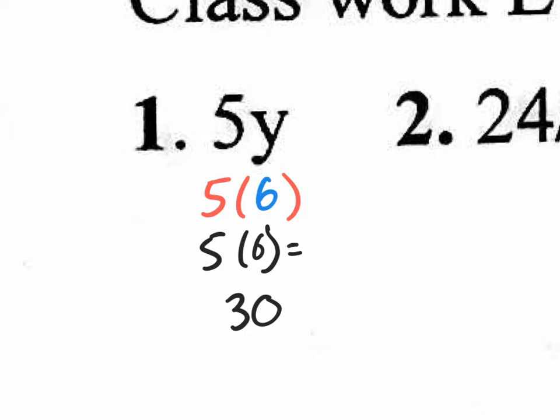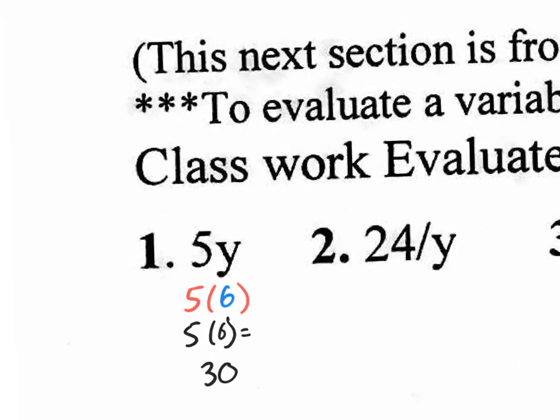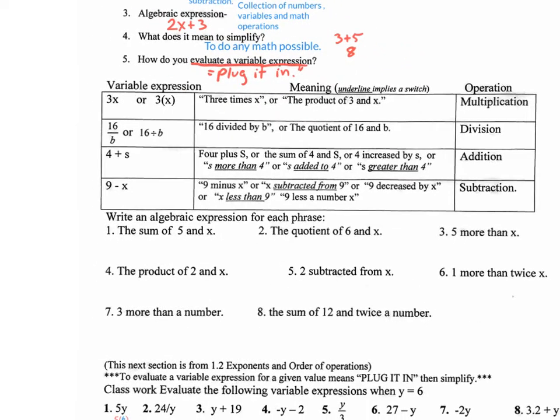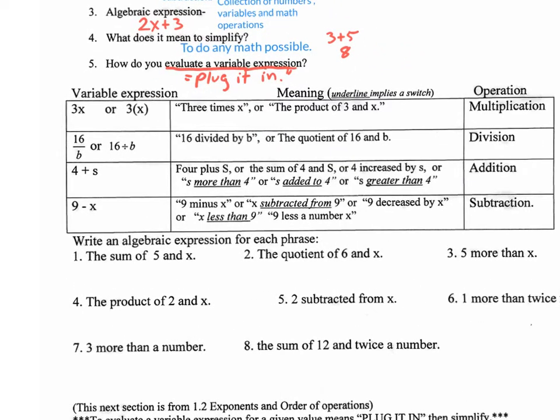Okay, so before we do the rest of these, let's jump back up to the words in algebra. So up here, we have a table, and as you can see, we have a variable expression right here on this column. Right here in the middle, we have the meaning, and right here, underline implies a switch in order. Okay, we'll get to those in a little while. And over here, the final column is the actual operation that you're doing. So like I said, there's many different words to use when you want to represent the operation multiplication. There's many different words for division. There's many different words for addition.